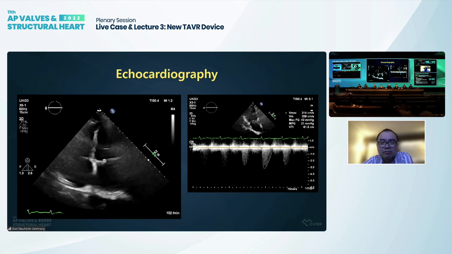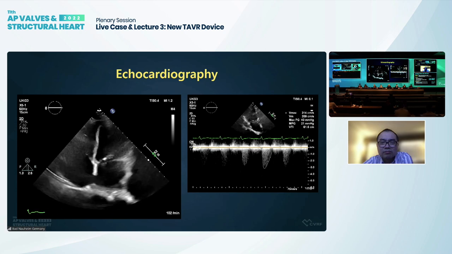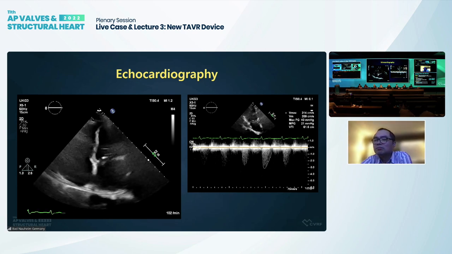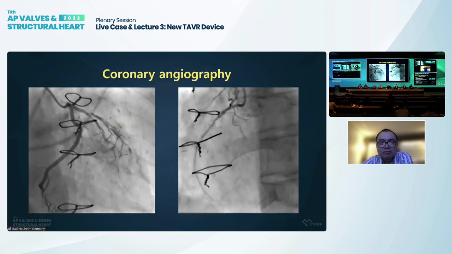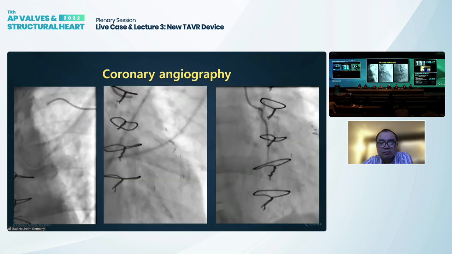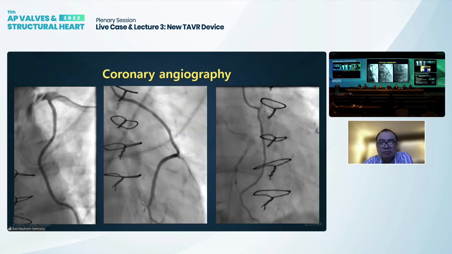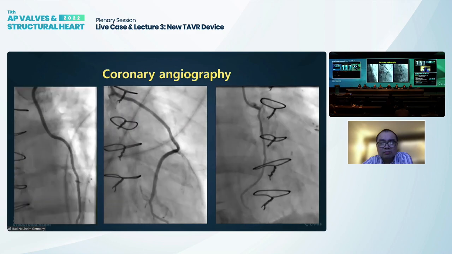Next. Here we can appreciate the echo with severely reduced ejection fraction of approximately 35%. The mean gradient of the aortic valve was 21 millimeters of mercury with an aortic valve area of 0.6 square centimeter. Next slide. Here we can see the coronary angio of the native coronaries with three vessel disease. Next slide. And the patent bypass grafts: the LIMA on the left side approaching the LAD, then the venous graft approaching the marginal and diagonal branch with a jump, and the venous graft on the right side approaching the right coronary artery.